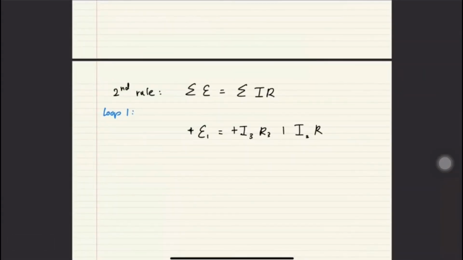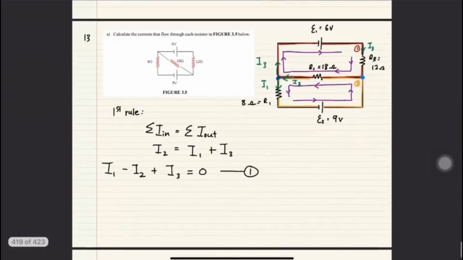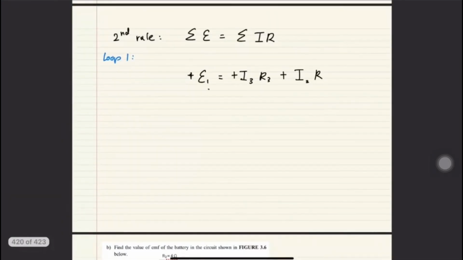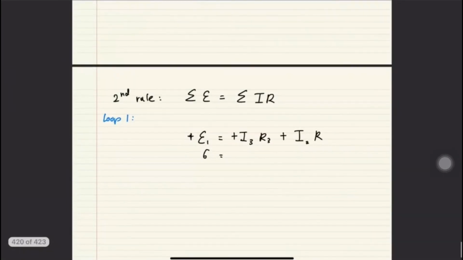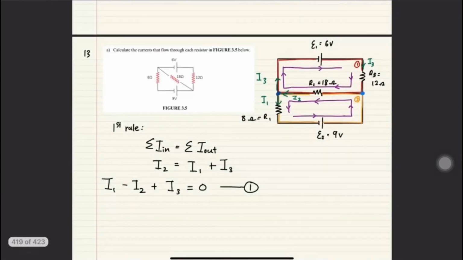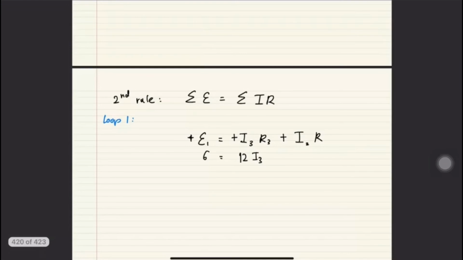So the fact that you get lots of positives is not a coincidence. Why did you get positive? Because you made the loop with the current direction accordingly, as I said earlier. That is why you get many positives. Okay, now substitute the values. So that one is 6. And then R3 is 12, so 12 I3, and then 18 for R2, so 18 I2.